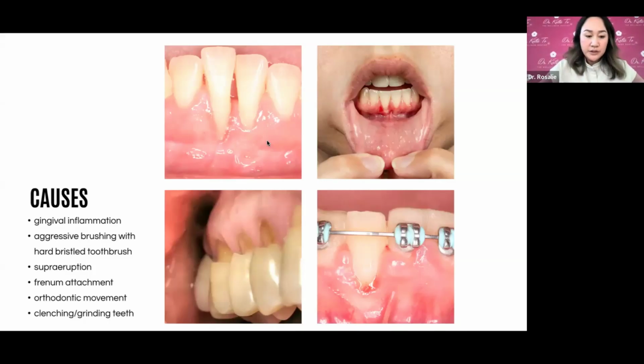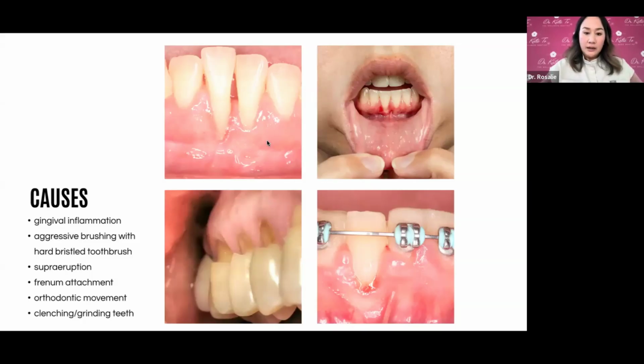Orthodontic movement is another reason why people may experience some recession in their mouth. The picture on the lower right is an example. Whenever you have crowded teeth, they're all sitting together. And then as you expand it, it pushes the teeth out of the bony housing, pushing them out of the gum tissue. So if you don't have a good orthodontist and they're not really paying attention to the health of your gums, it could push it out like this picture on the lower right. And clenching and grinding.